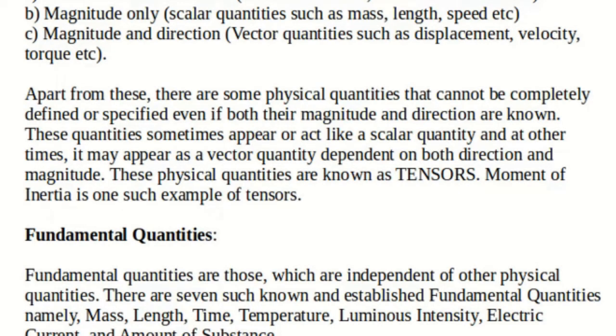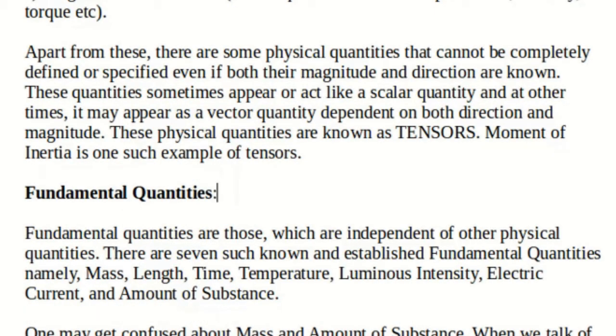Apart from these, there are some physical quantities that cannot be completely defined or specified even if both their magnitude and directions are known. These quantities sometimes appear or act like a scalar quantity and at other times it may appear as a vector quantity, dependent on both direction and magnitude. These physical quantities are known as tensors. Moment of inertia is one such example of tensors.